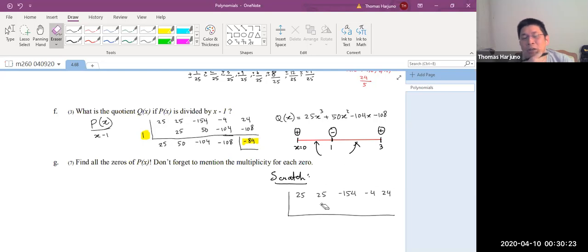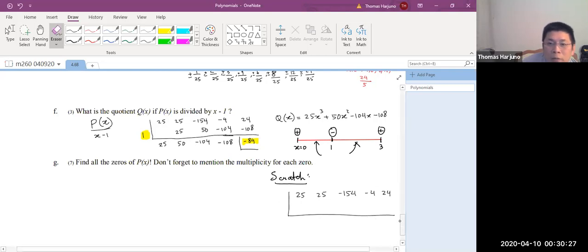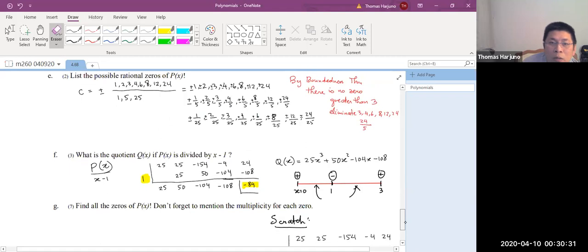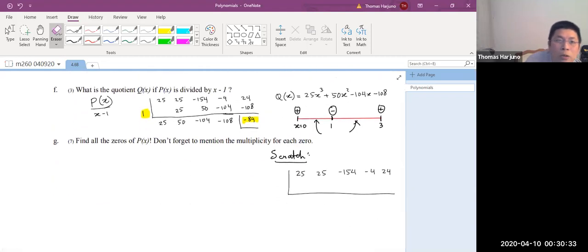Let's try something greater than 1 then. Between 1 and 3, what do we have? We have 2. Let's try 2. Does 2 work?